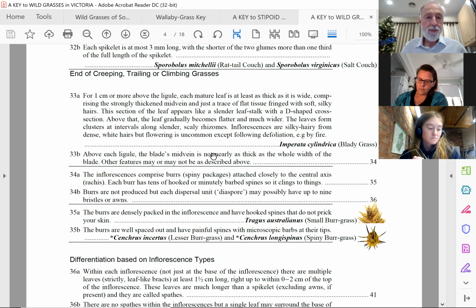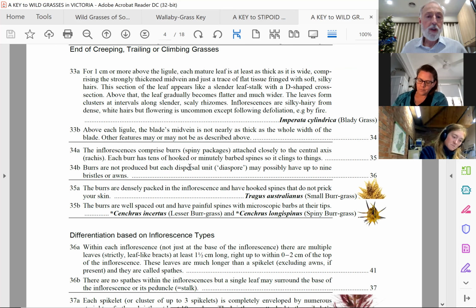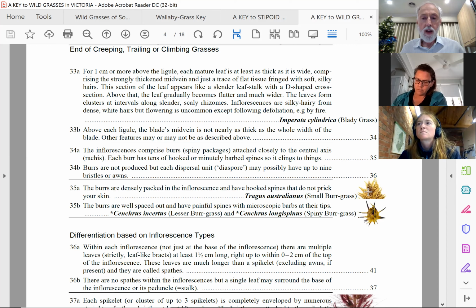Go to 34. 34A says the inflorescences comprise burrs or spiny packages attached closely to the central axis or rachis. Each burr has tens of hooked or minutely barbed spines, so it clings to things. And that would take us to 35, or the alternative to 36. If we jump ahead and had a look at what would happen if we went to 35, you'll see that I've got some photographs of the things that it's describing there, the burrs, and our specimen doesn't have anything like this in the inflorescence. So we won't go via 35, we'll go to 36.